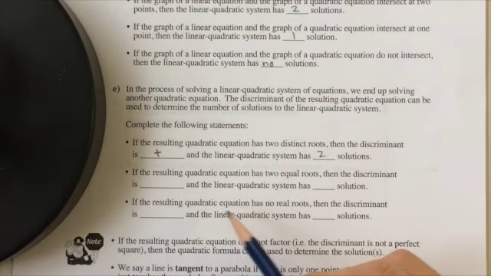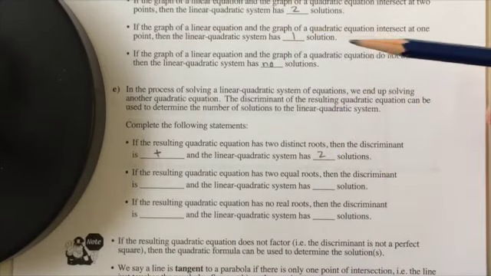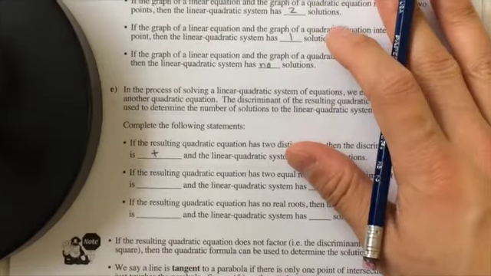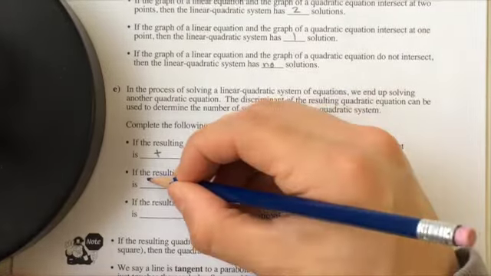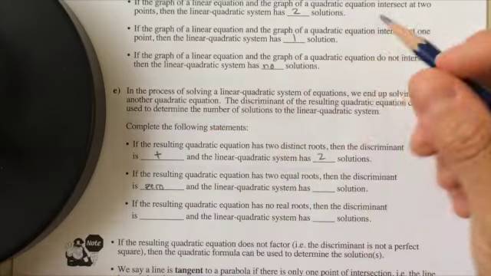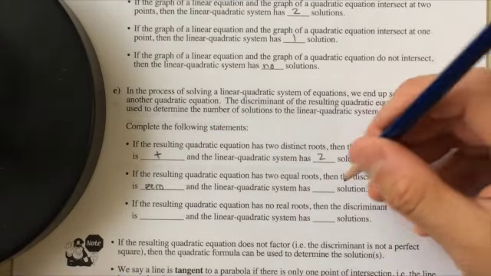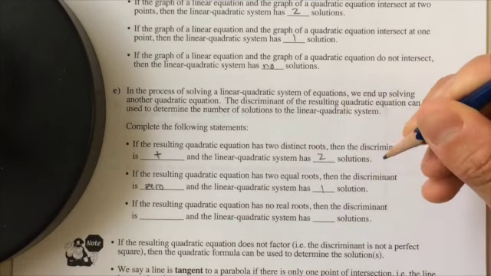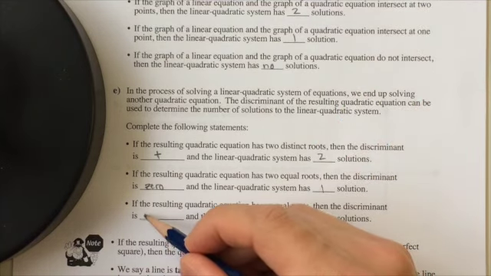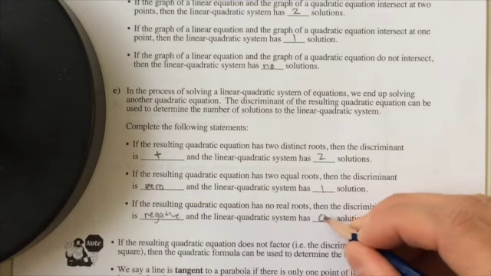If the resulting quadratic equation has two equal roots, so in the case of our second equation when x was equal to 2, then our discriminant would actually be equal to 0. So if we were to plug all those in for our second equation, we would have a discriminant of 0, and there would only be one solution. And the last case, if there was a negative discriminant, then there's going to be 0 solutions.